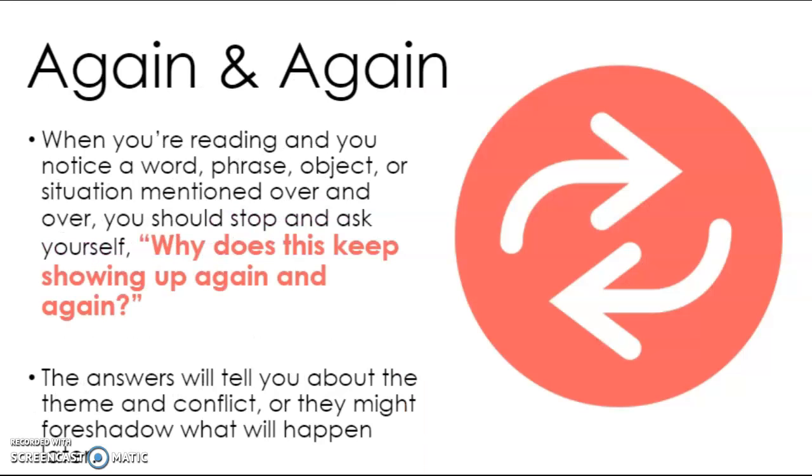Finally, we have again and again. When you're reading and you notice a word, a phrase, an object, or situation mentioned over and over, you should stop and ask yourself, why does this keep showing up again and again? And the answer will tell you about the theme and conflict, or they might foreshadow what will happen later.